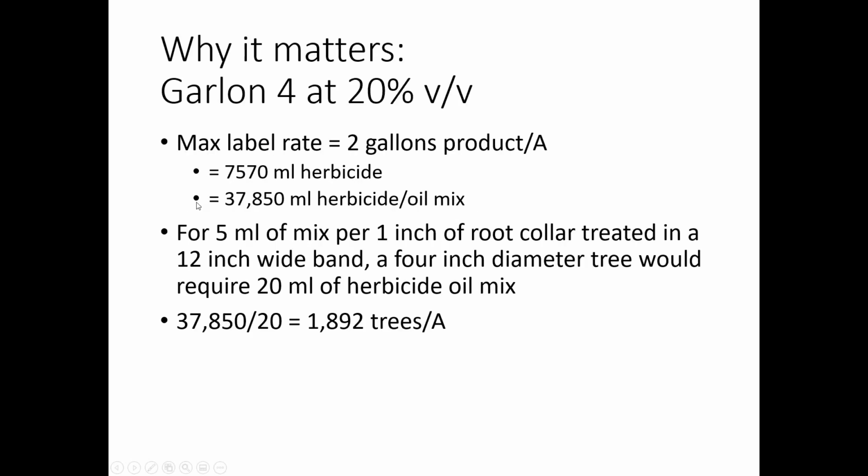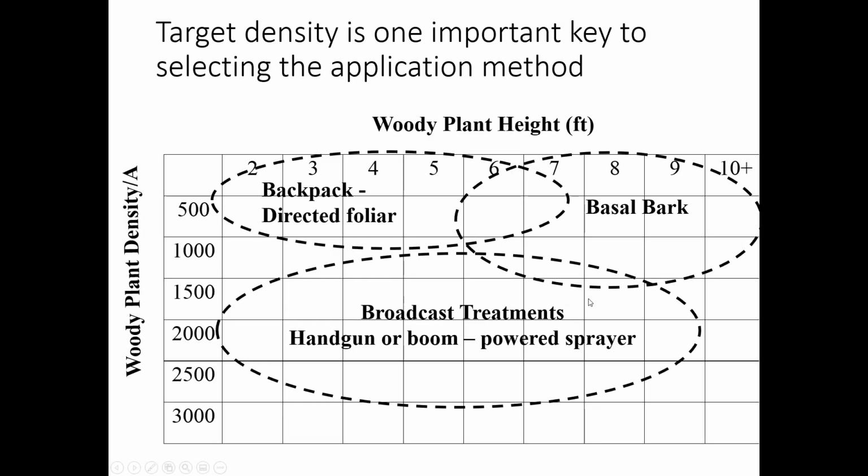Why it matters: Garlon 4 at 20% volume to volume, if you're putting out 5 milliliters of that mix per 1 inch of root collar diameter when you're spraying to wet for a 12-inch wide band, that's going to mean that a 4-inch diameter tree would require 20 mils of herbicide oil mix. So if you have 37,850 to work with, divided by 20, that's 1,892 stems or trees per acre. Guess what? Right there is where that number comes from, okay? So boom, this is why we're pushing slightly over 1,500 stems per acre to do basal bark with Garlon 4. Kind of cool when you see the math add up like that, okay?